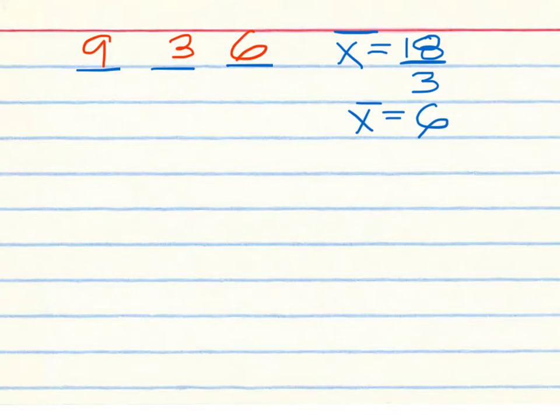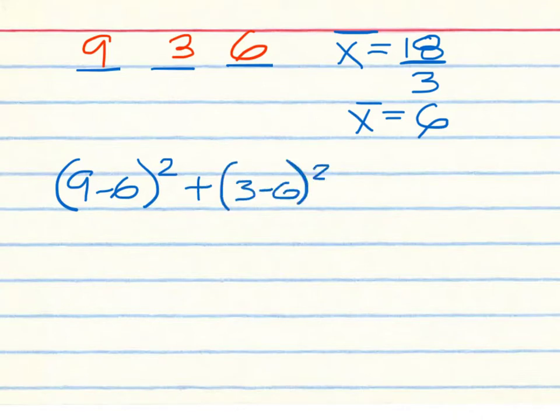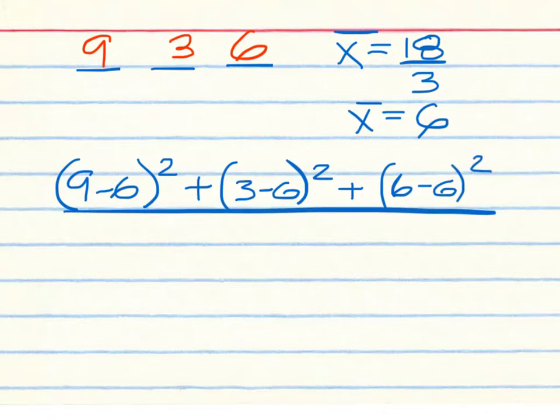Now let's find the standard deviation just like last week. We'll do 9 minus 6, square the difference. 3 minus 6, square the difference. And 6 minus 6, square the difference. I have 3 numbers in the list, so that's why I divide by 3.